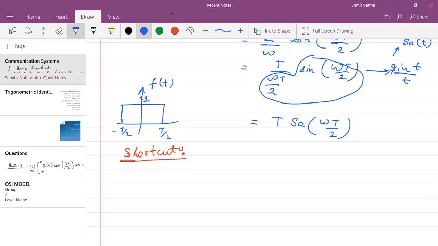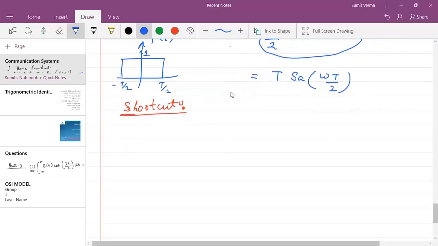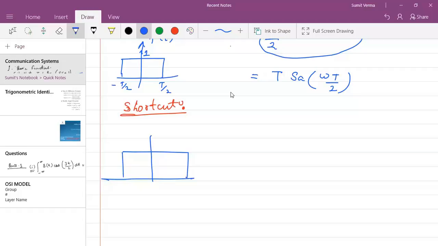So again I am taking some gate pulse. I am taking this value to be minus t by 2 to t by 2, and I am taking this amplitude to be a this time. How can we directly write the Fourier transform? We know that this is going to be a sampling function here, so I can directly write it will be a sampling function. So when you see a gate pulse, you know that it is going to be a sampling function, and omega is the variable here.